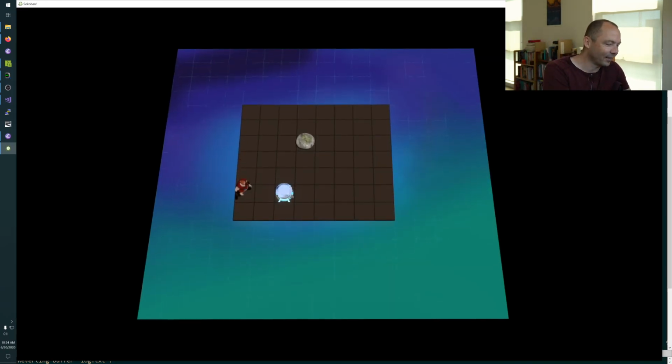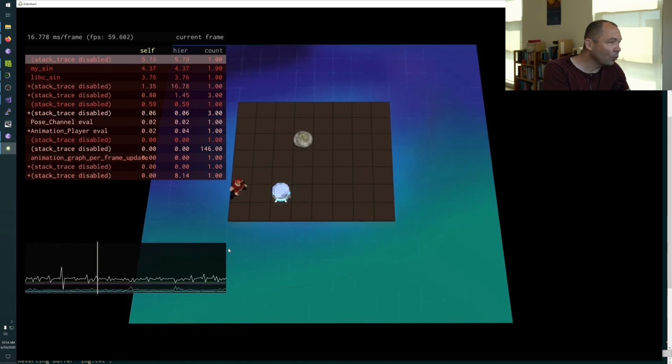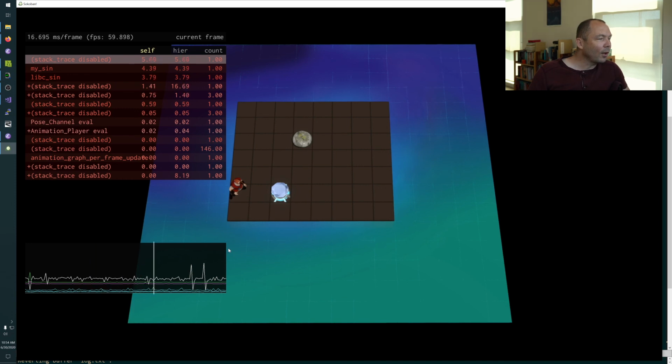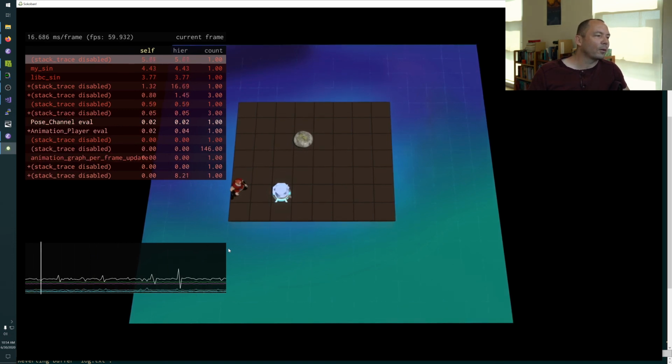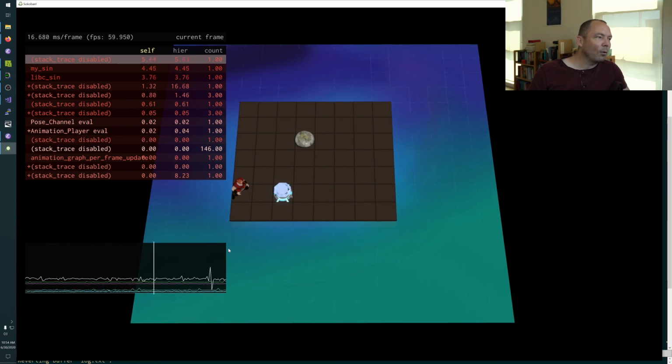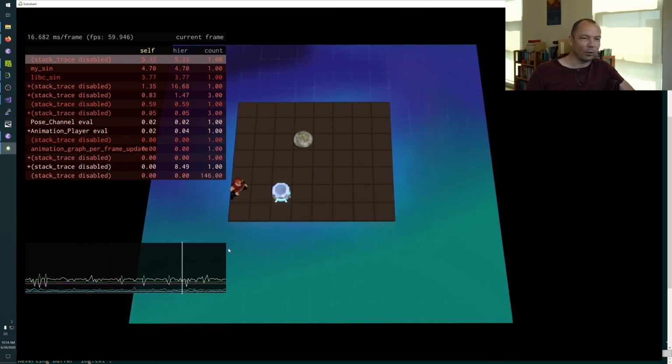Okay. Where are we at? Oh, interestingly, libc sine is a lot slower now. And so are we. But we're slower by less than libc sine is slower. So libc sine was at 2.4. We were at 3.4. All right. We went up to 4.4. libc sine went up to 3.8. So that's like 1.4 more.